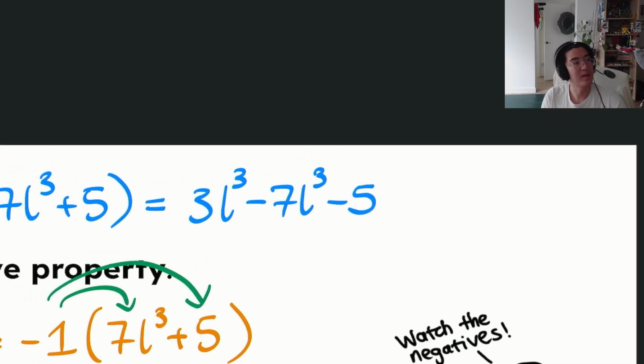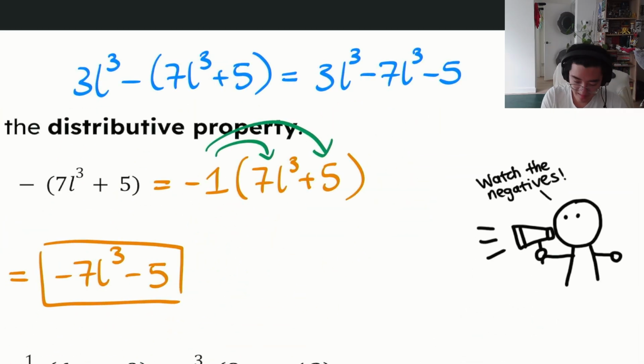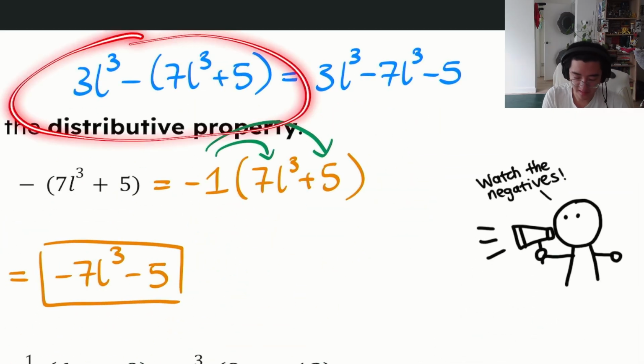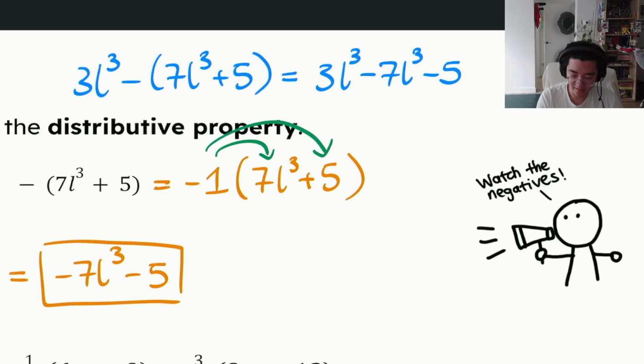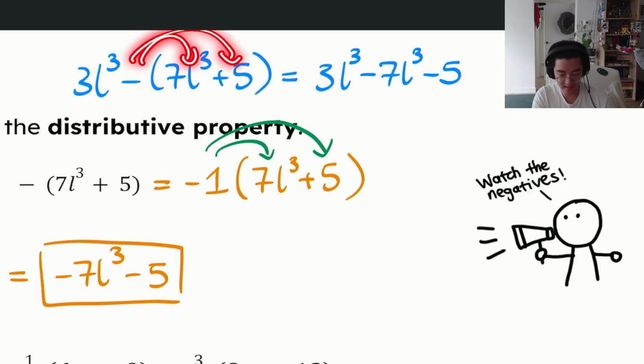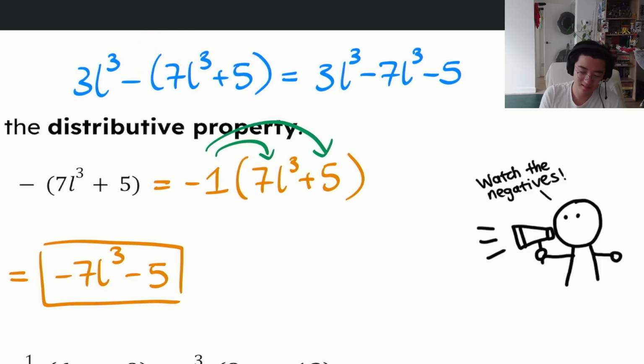Oh, sorry, I'm realizing my head was in the way for that one. But yeah, once again, if we have something like this, we can see we flip the signs here, all negative. The reason why I flip the signs is because we're literally multiplying everything inside by -1. That's why we flip the signs.